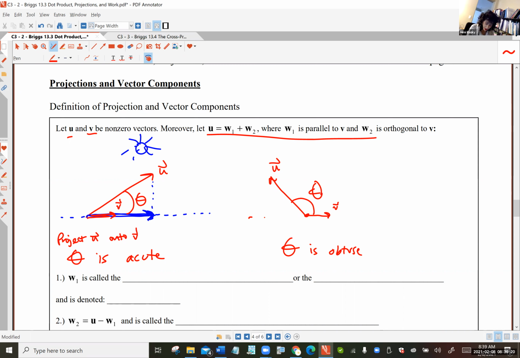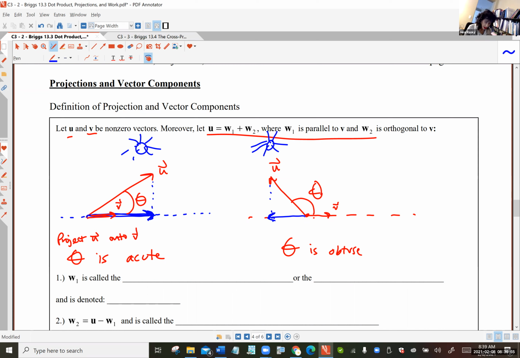We still have the ground here, and pretend again that there's a very bright sun shining directly overhead. What would the shadow of u look like on the ground? Okay, now it's going to be this way. It's going to be pointing in the opposite direction of v, but this blue vector we still say is the projection of u onto v. Well, it's not touching v, it's pointing in the opposite direction. I don't care. That is the projection of u onto v, that blue vector.